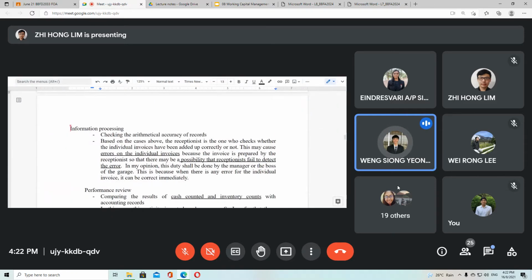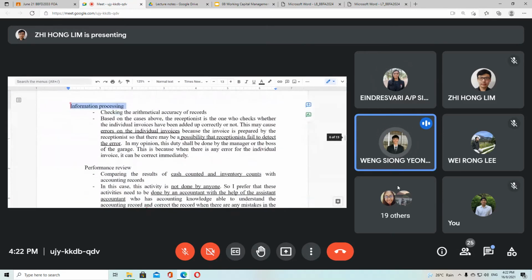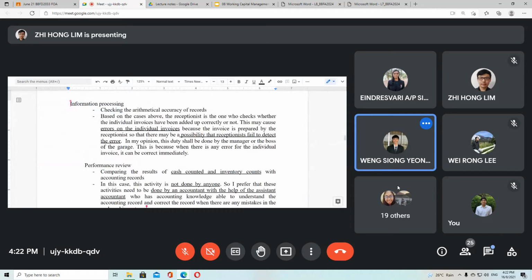The third internal control system is information processing. Information processing is checking the arithmetical accuracy of recording. Based on the case, the receptionist is the one who checks whether the individual invoice has been added up correctly or not. This may cause errors on the individual invoice because the invoice is prepared by the receptionist only. So there may be a possibility that the receptionist fails to detect the errors.